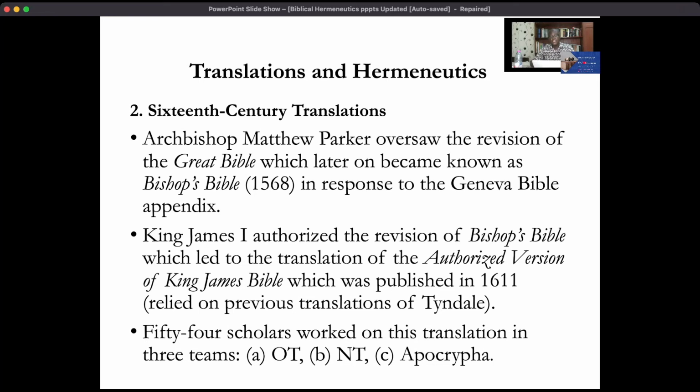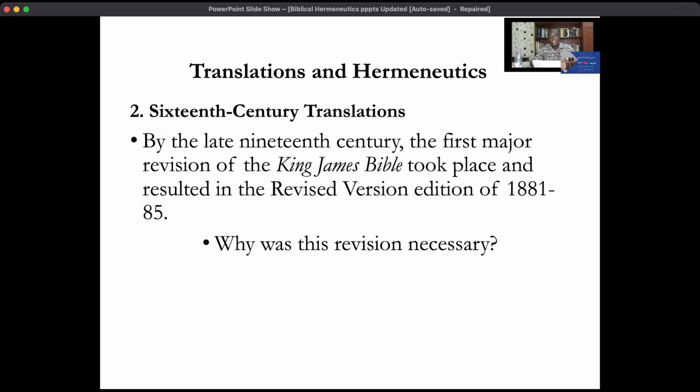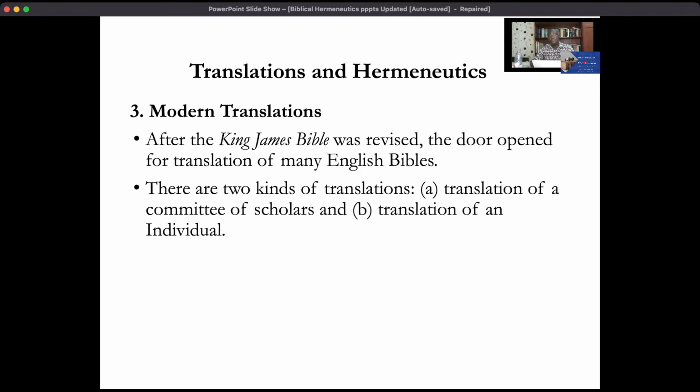By the late 19th century, the first major revision of the King James Bible took place and resulted in the Revised Version edition of 1881 to 1885. Why was this revision necessary? That's a question I want you to think about. After the King James Bible was revised, the door opened for translation of many English Bibles. There are two kinds of translations, and I want you to note here: translation by a committee of scholars and translation by an individual.